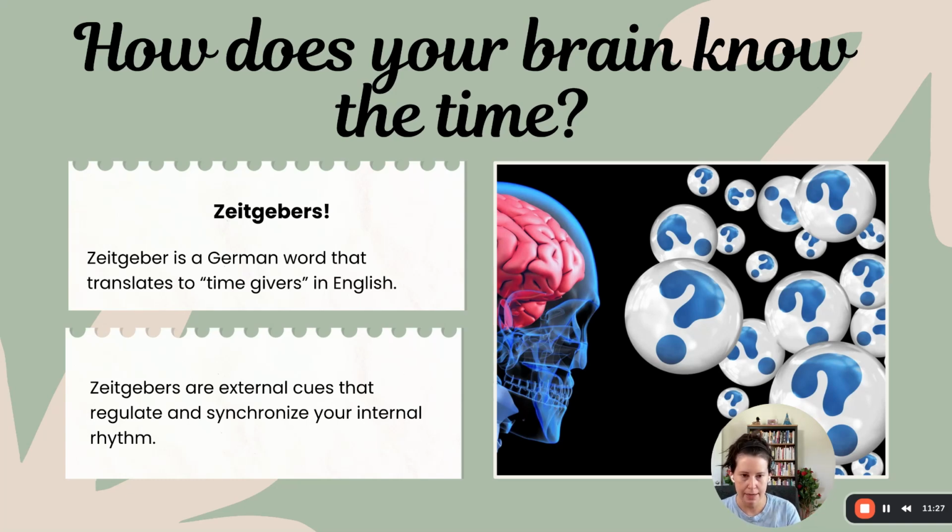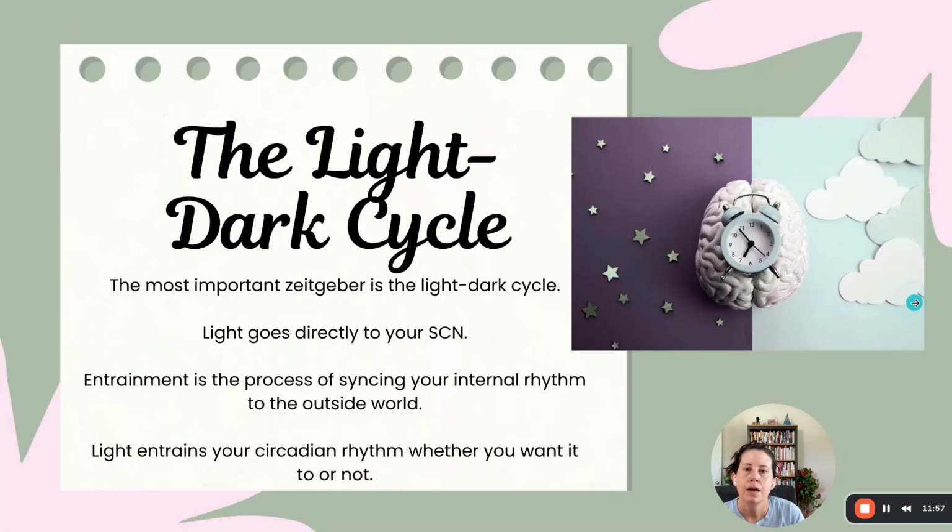Our brain relies on lots of external cues that tell it what time it is. Is it light? Is it day? What do I need to be doing right now? Do I need to be sleeping? Do I need to be awake? Do I need to be eating? So a Zeitgeber is any external cue that helps to regulate and synchronize what's internal to me, to my schedule and my life and the world around me.